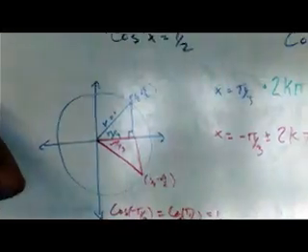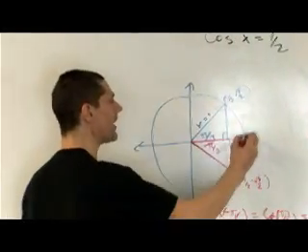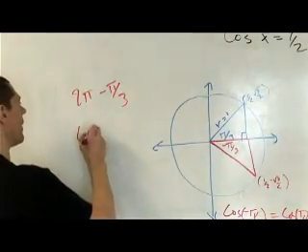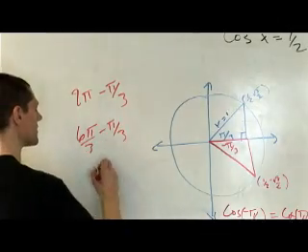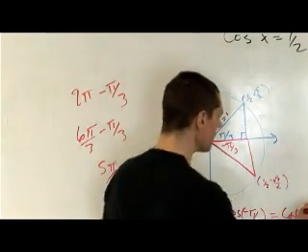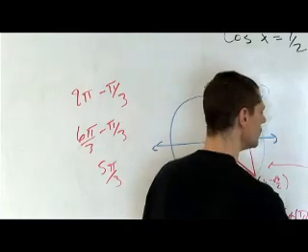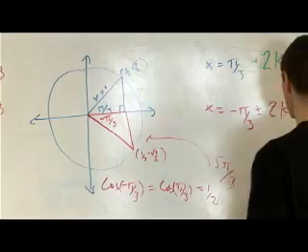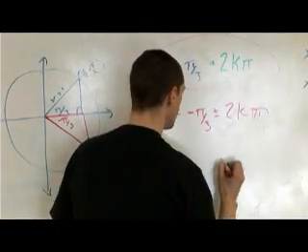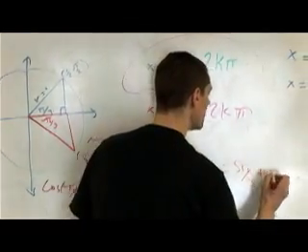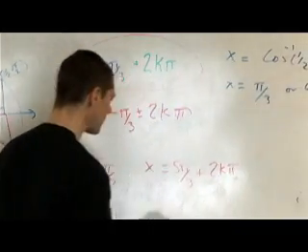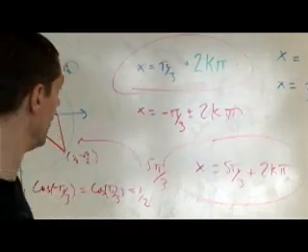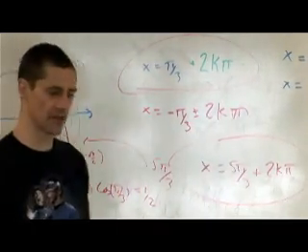Well, what is 2 pi? We go 2 pi minus pi over 3. This is 6 pi over 3 minus pi over 3. This is 5 pi over 3. It's a really good idea to be comfortable with certain angles. It might be the case that they want you to write x is 5 pi over 3 plus 2k pi. I don't know, it just depends on your instructor. For me, if you have this, I know that you understand the problem.